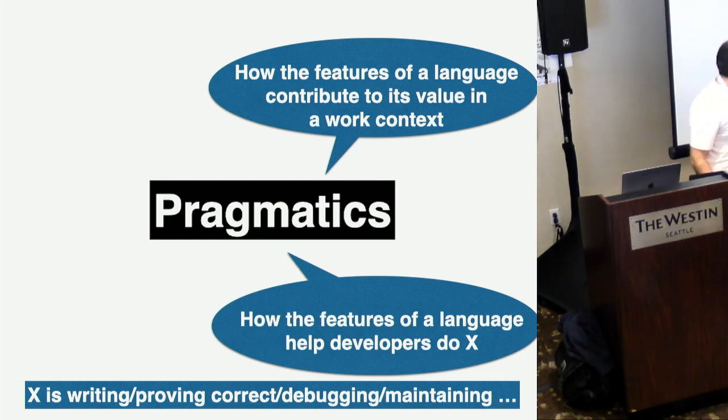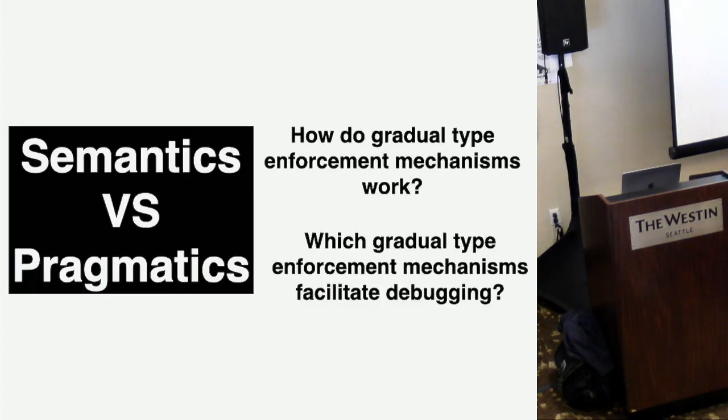And so on. So just to make things a little bit more concrete, a semantics question that we may want to examine is, how do, for instance, gradual type enforcement mechanisms work? What are their operations? What are their checks? What kind of error messages do they give us when something goes wrong? A pragmatics question is, which of these mechanisms helps us, for instance, debug?